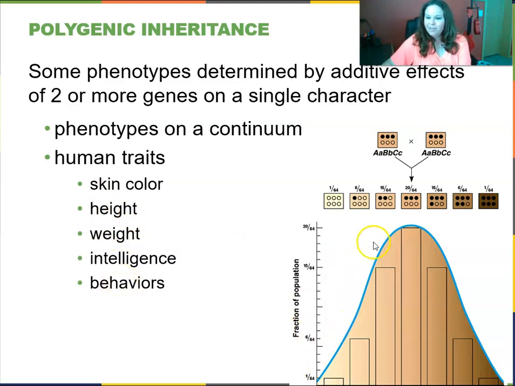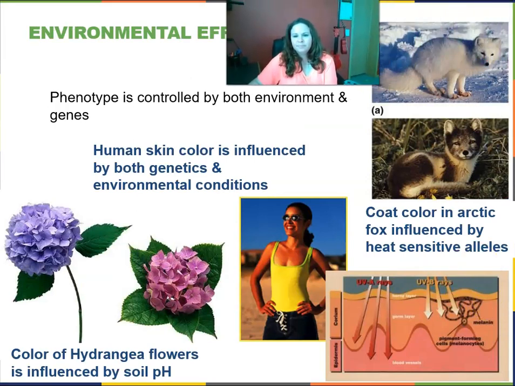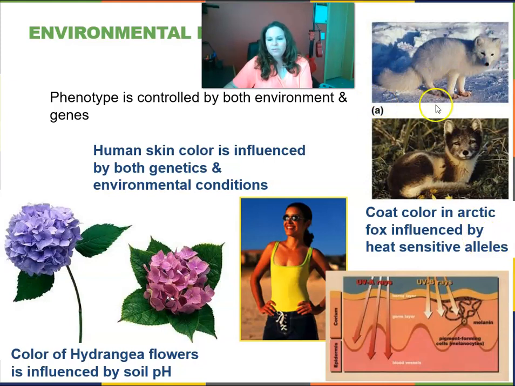So it's more of a continuum, because you have to count up, well, how many of this gene did I get for skin color. If I got a lot of light ones, then I'm going to be on this end of the spectrum. If I got a lot of dark ones, I'm going to be on this end. Environment can also have an effect, such as the coat of an Arctic fox, or in these hydrangea flowers, the pH of the soil can influence what color they will be.